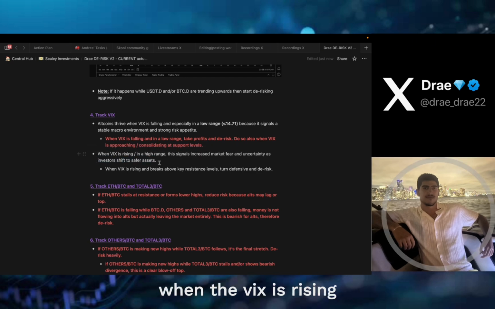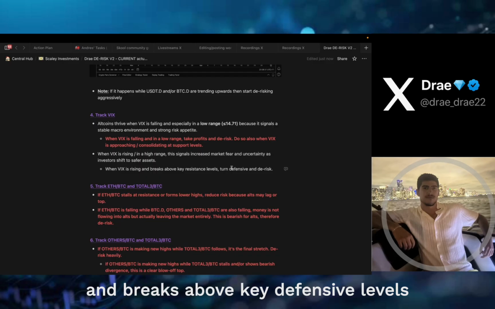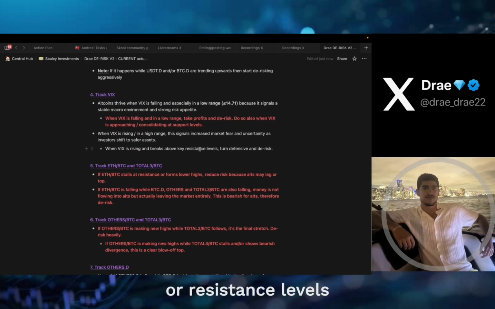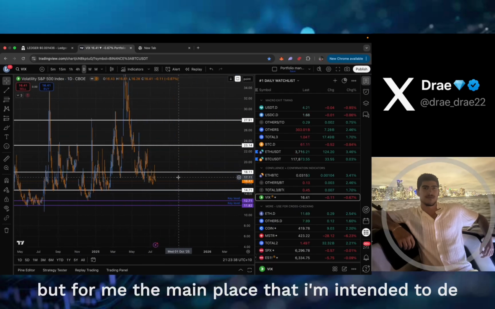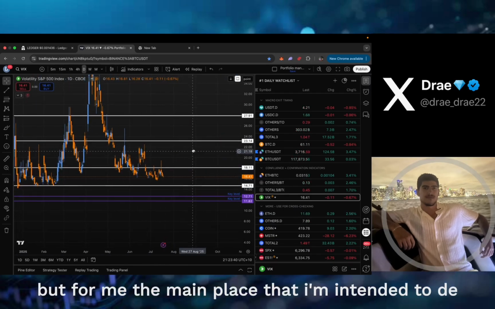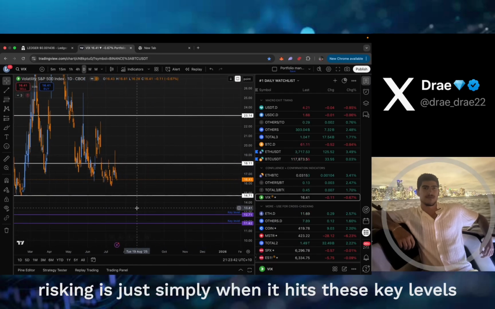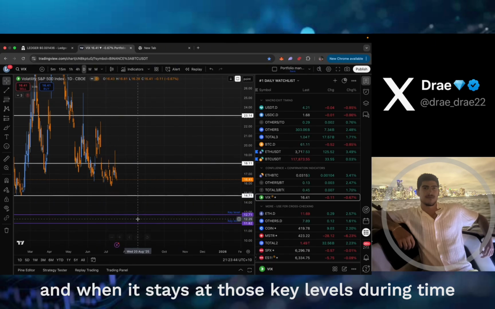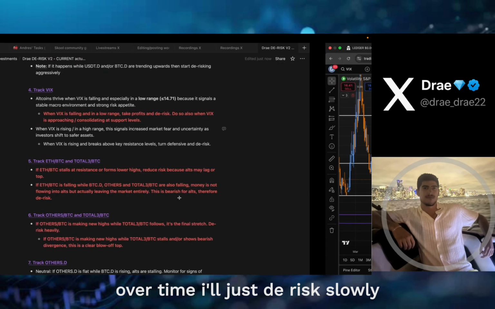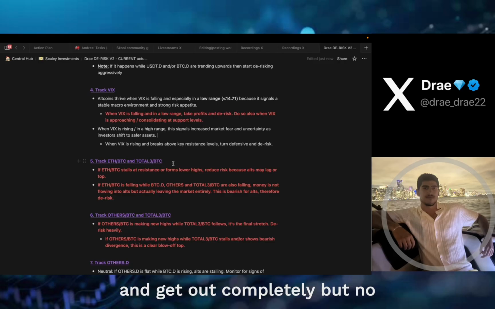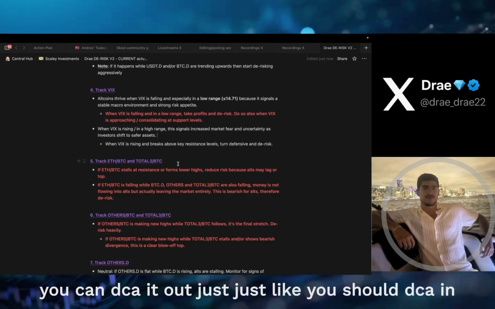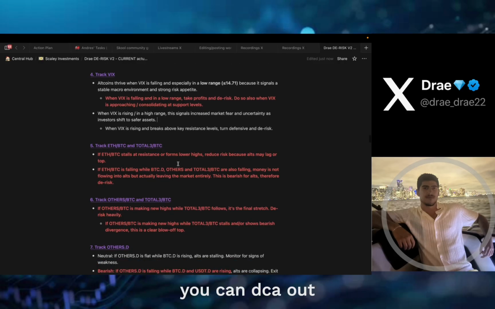When the VIX is rising and breaks above key defensive levels, resistance levels, one thing I've written here is to turn defensive and de-risk. But for me, the main place that I'm intending to de-risk is simply when it hits these key levels, and when it stays at those key levels over time, I'll just de-risk slowly. That's the thing. People think they need to wait for one thing to get out completely. But no, you can DCA out. Just like you should DCA in, you can DCA out.